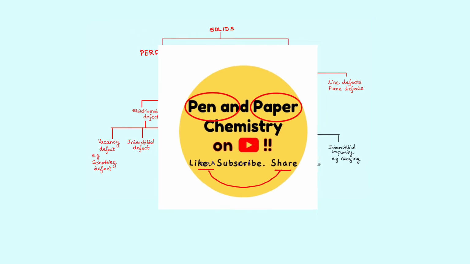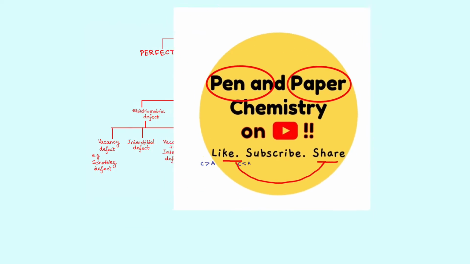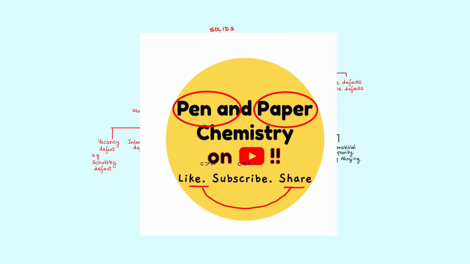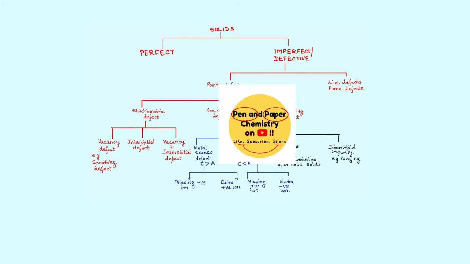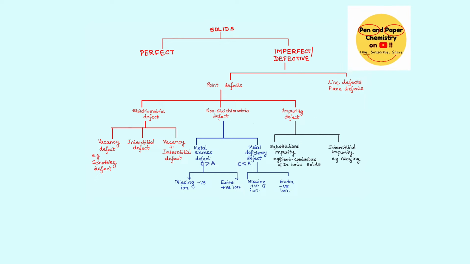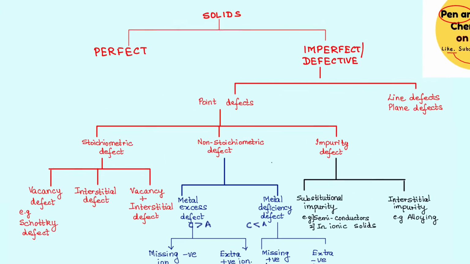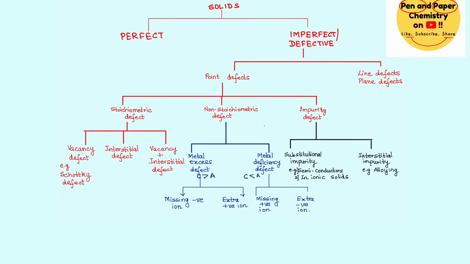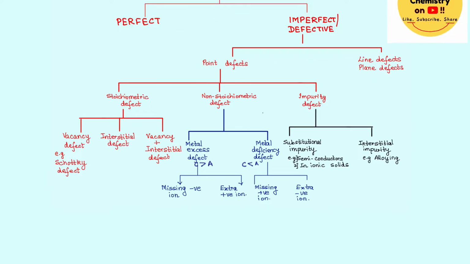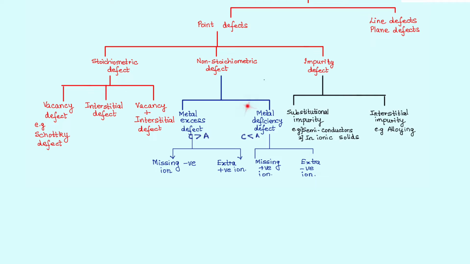As the name of the channel indicates, pen and paper is a must to attend and enjoy the lessons on the channel. We are continuing with the topic of solids, and we are specifically talking about the defects in the case of solids. In today's video, we are going to talk about the metal deficiency defect, which is a kind of non-stoichiometric defect.